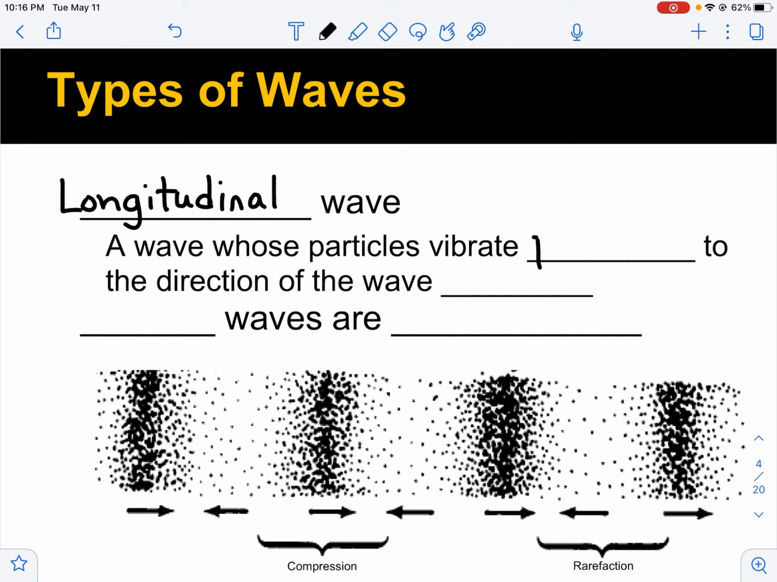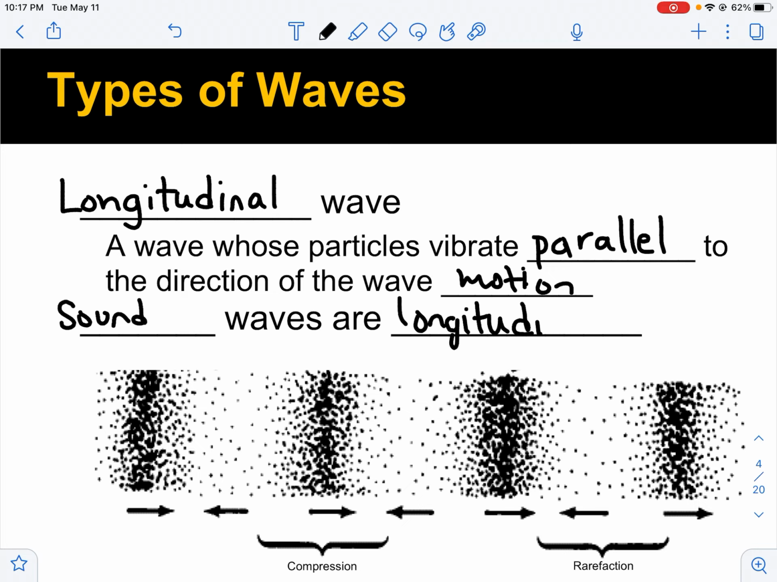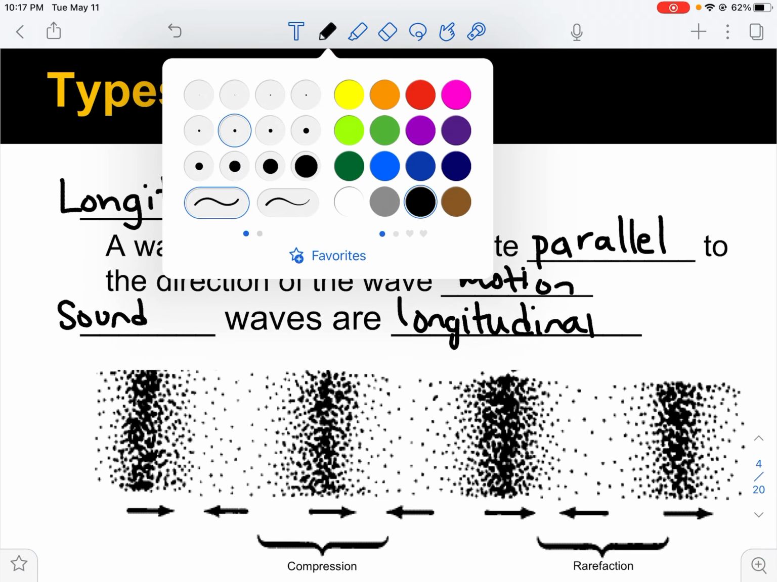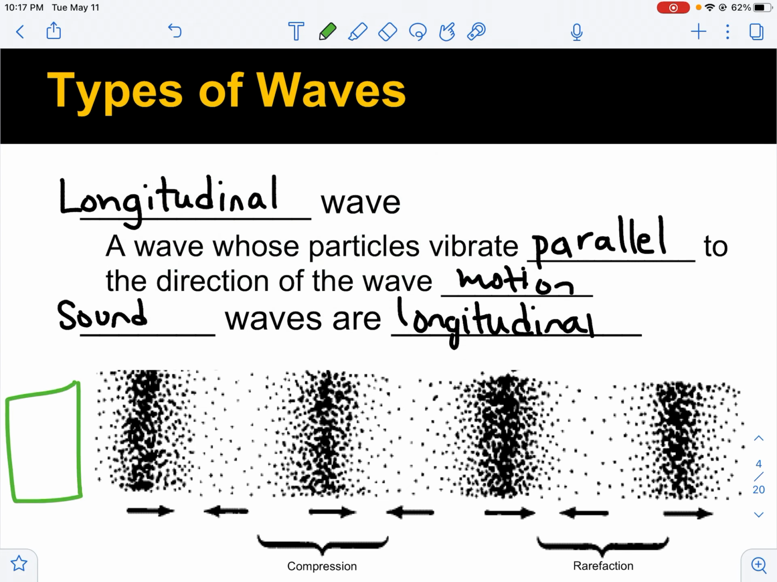All right, these are particles. They vibrate parallel to the direction of the wave motion. The best example of this is sound waves, our third example. These are longitudinal. If you've ever gone to a concert and stood up close to the speaker, you can tell that they are longitudinal, right? Because as the sound goes this way, the wave goes this way.